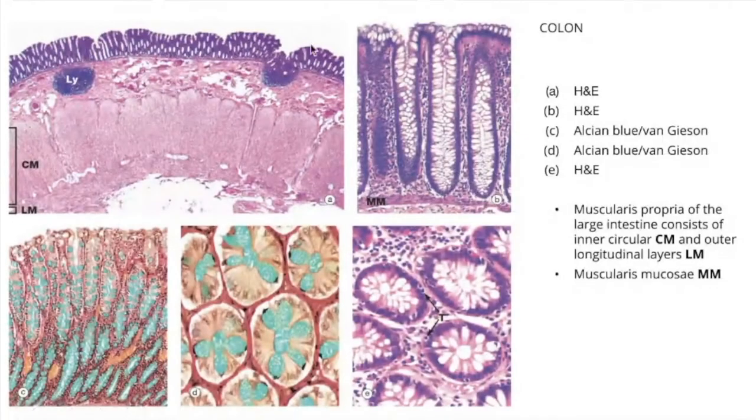Okay, so this is a colon, H&E staining, and Alcian blue or Van Gieson, both Alcian blue or Van Gieson, and also the H&E staining. So this is a very clear structure of colon. Okay, so this is the inner circular layer, and this is the longitudinal layer. Just want to show you different parts of the colon.